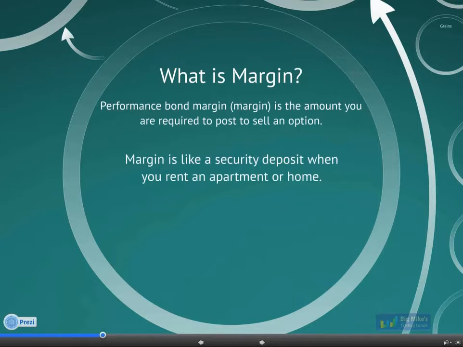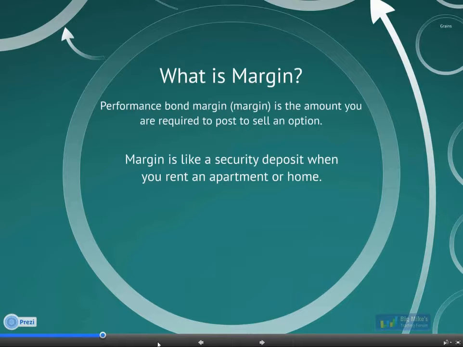Margin, one example is margin is like a security deposit when you rent an apartment or home. So that if something goes wrong, the owner of the apartment or home will take your security deposit to cover if something drastically goes wrong. Well, the same thing with margin. You put margin up when you sell the option. You don't put any margin up when you buy it, only when you sell it.